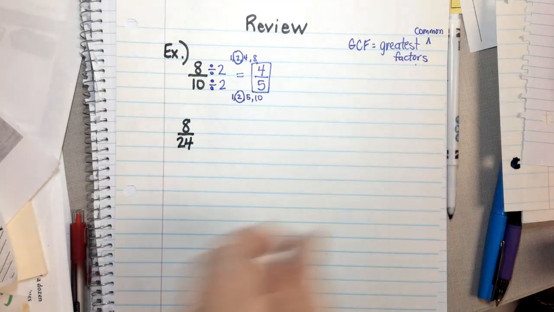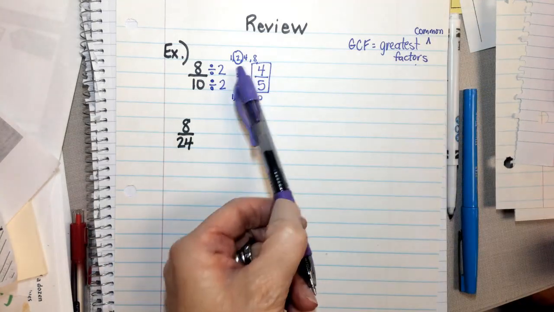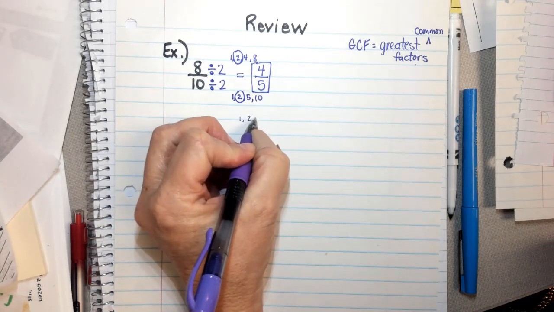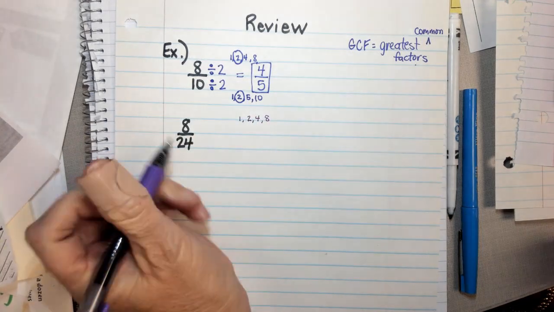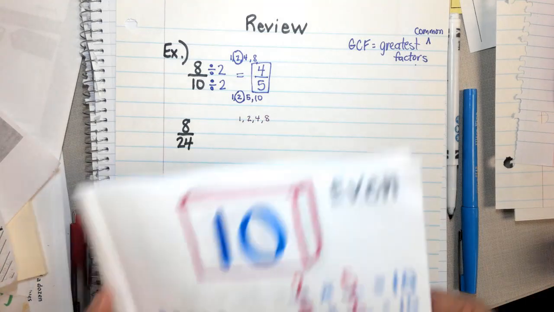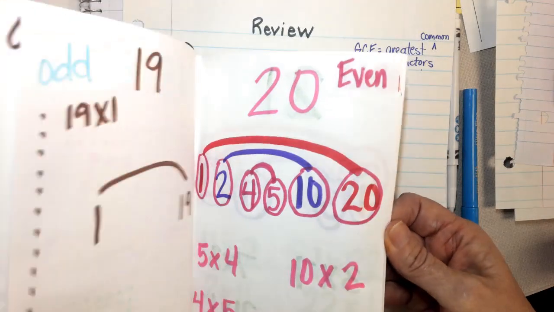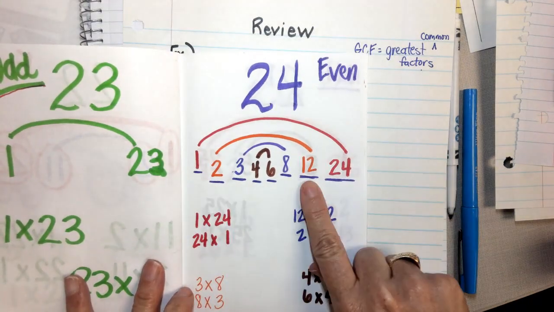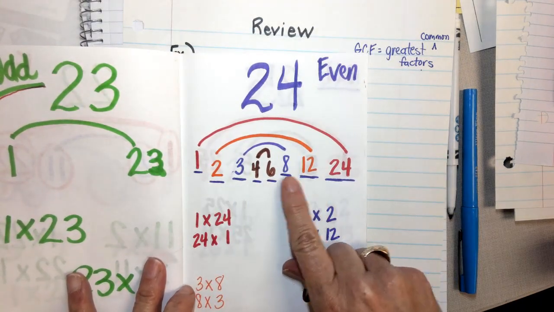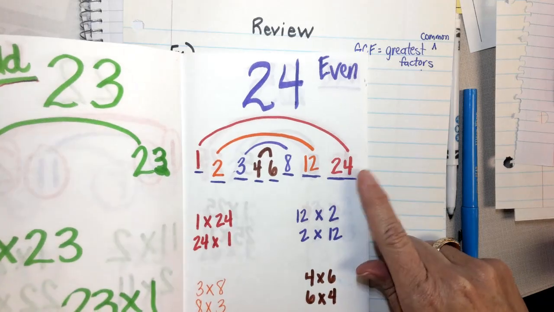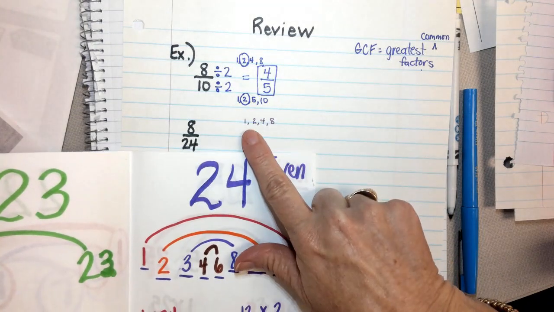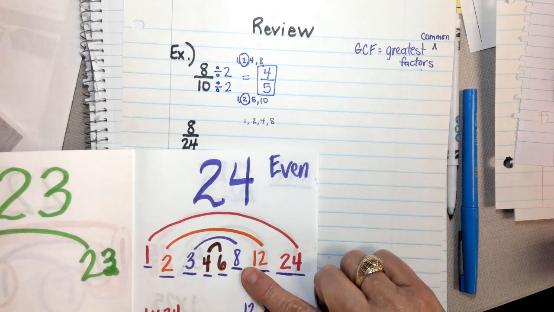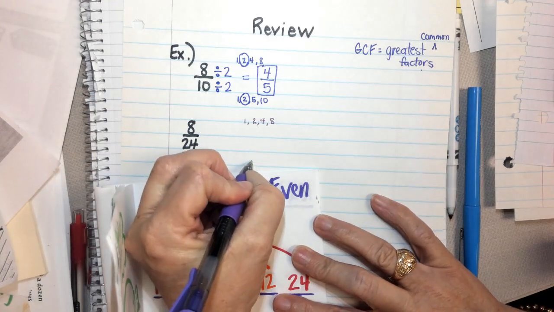So if I go back to my factor book and I think about the factors for 8, which are 1, 2, 4, and 8, and I look up the number 24 in my factor book, those factors are a lot: 1, 2, 3, 4, 6, 8, 12, and 24. I don't have to write all of those down, but I can quickly compare and see that they both share 4, but they also both share the number 8.